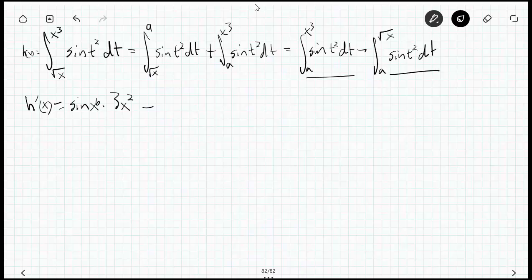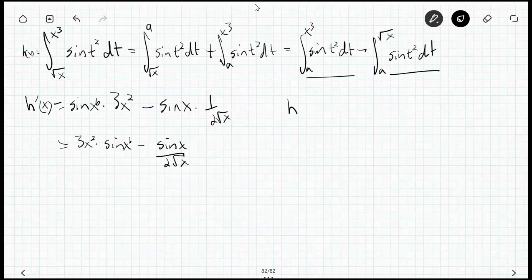Now we're going to do this. And this is sine of the square root of x squared, right, which is just x, times 1 over 2 root x. So this turns into 3x squared times sine of x to the 6th minus sine of x over 2 root x. Whew! So the general rule, if you think about this, if h of x is equal, you know what, let's do it differently.